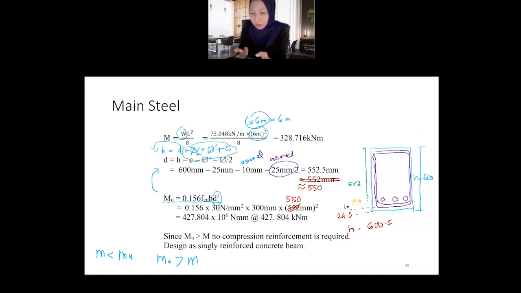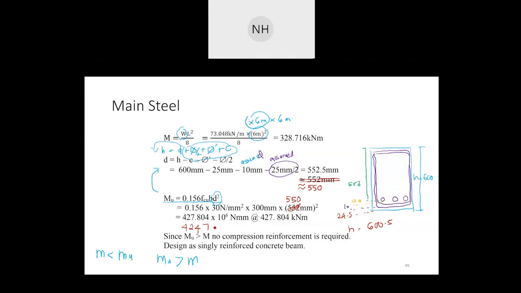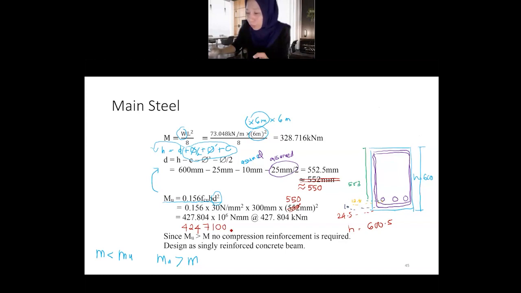Kuasa 2. Okay. 4, 2, 4, 7, 1, 0, 0, 0, 10. Tak cukup kosong. Okay. This is the value yang I dapat kalau I pakai 550.